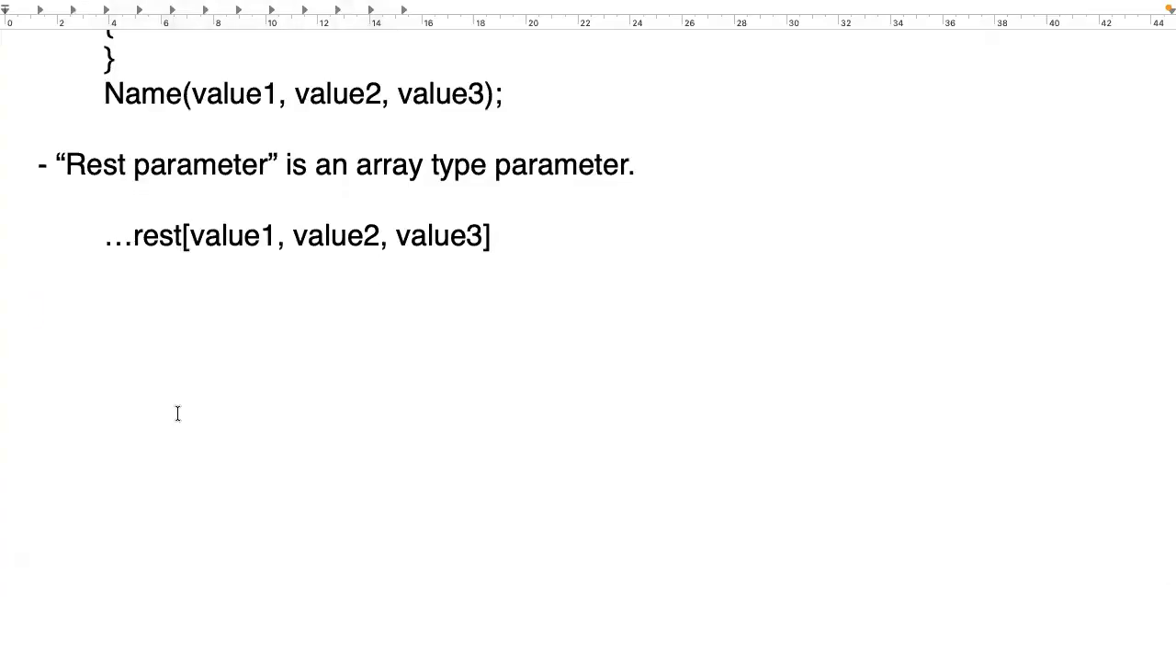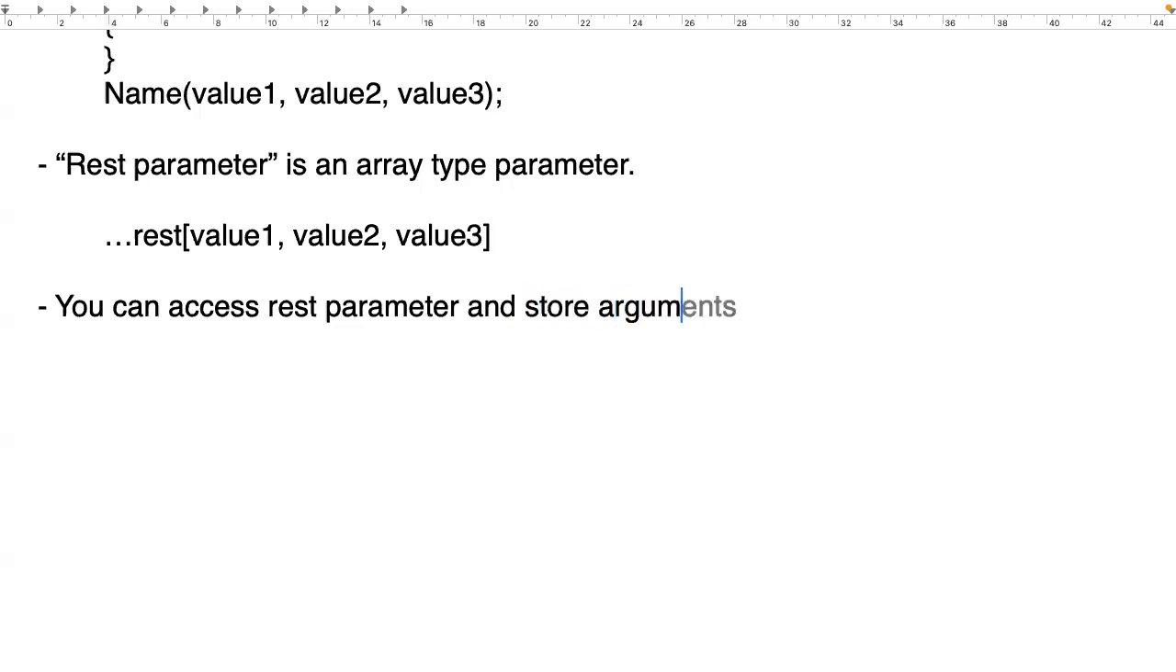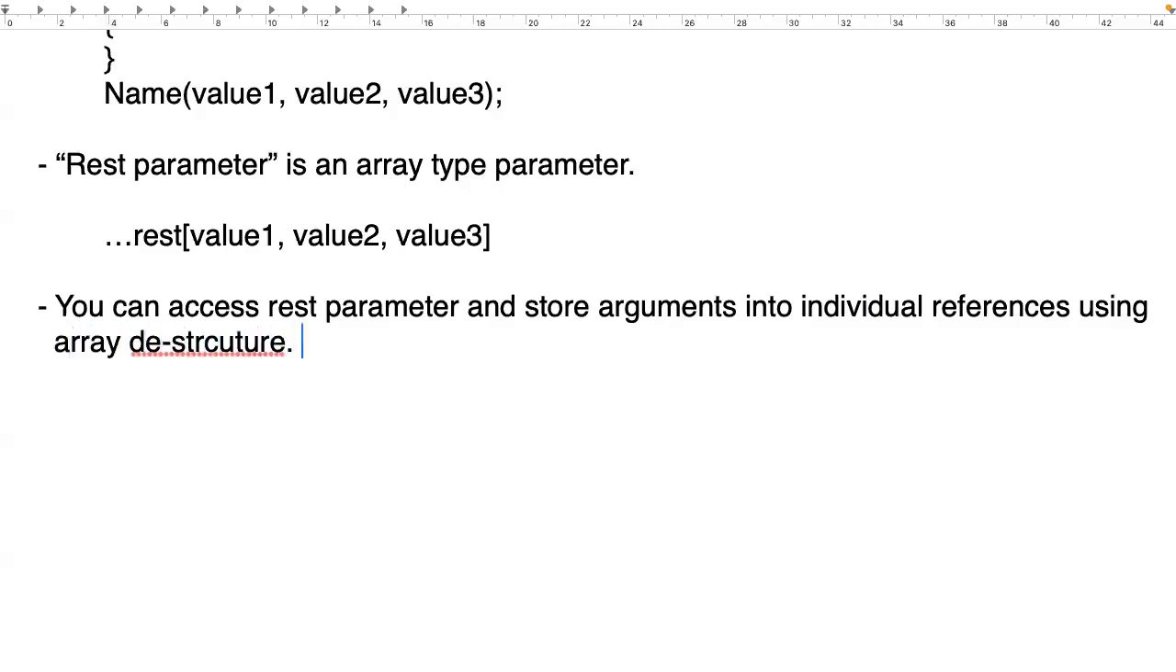So if it is an array type, how can you access it, right? You can access the rest parameter and store the arguments into individual references using array destructuring.